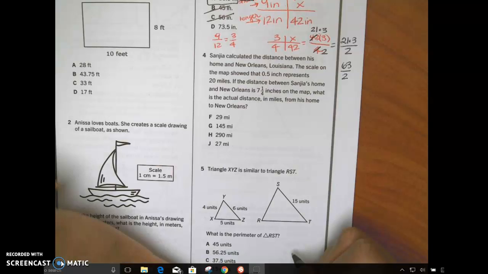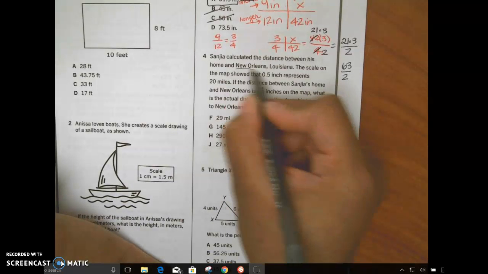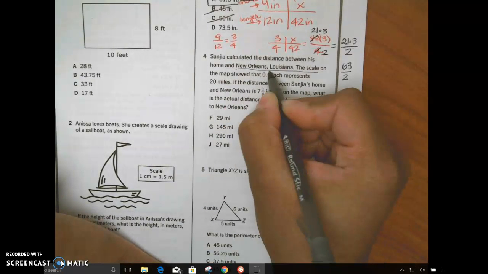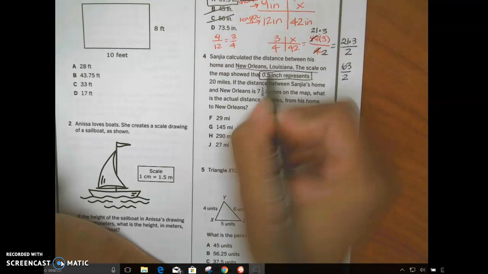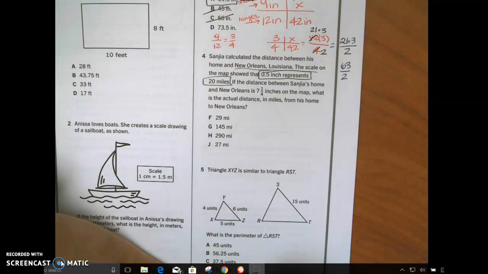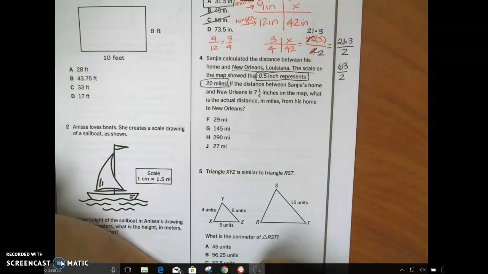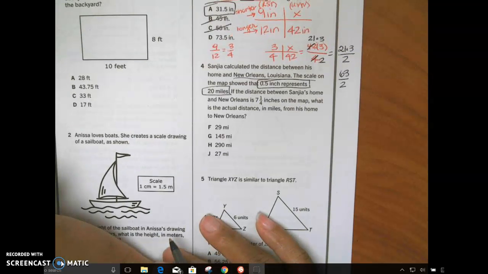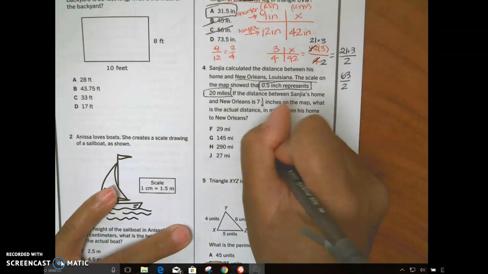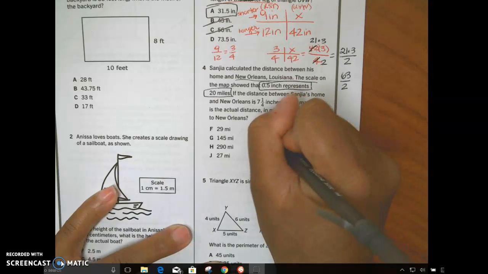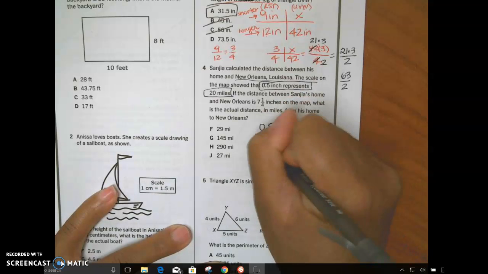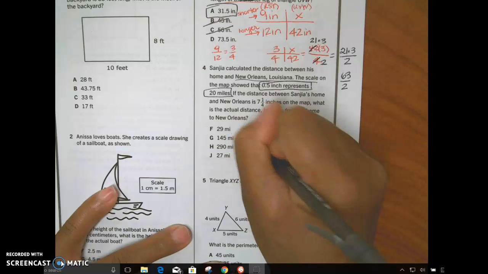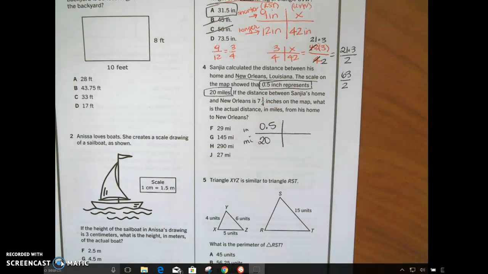Sanjia calculated the distance between his home and New Orleans, Louisiana. The scale on the map shows that a half an inch represents 20 miles. What is that? A ratio. Good. 1/2 inch, 20 miles. You must write down your initial ratio so you know what to do.